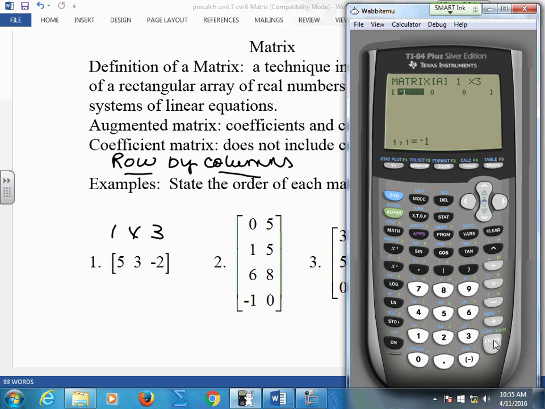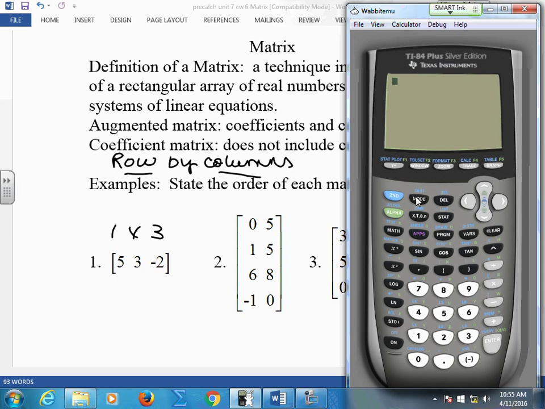Now, to enter our matrix, all we do is this. Same as you do with your list, you know how to put an L1 in your table? Same thing. So my first element, 5, enter. My second element, 3, enter. My next element, -2, enter. Now, in order for this to sit in my matrix, I have to say second quit.